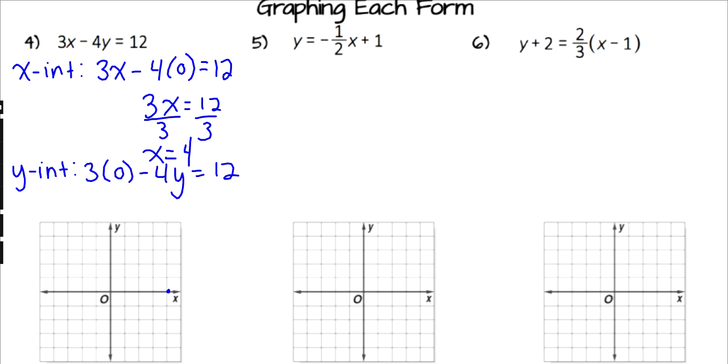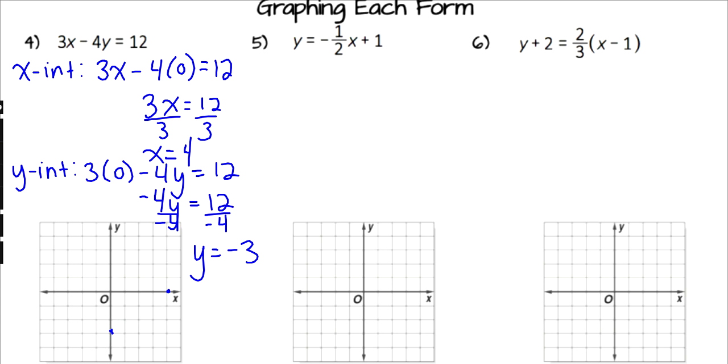We know that 3 times 0 is 0, so I'm not going to write that. I'm going to get negative 4y equals 12. And then I'm going to divide everything by negative 4 in order to isolate that y. So the y-intercept is at negative 3. So on my y-axis, I'm going to go down to negative 3 and put a point.